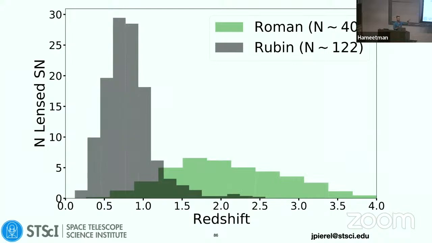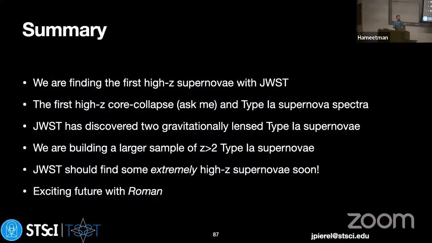So again, very excited about Roman for lensed supernovae. That's the summary, which is that we're basically finding the first high-z supernovae with James Webb, and in the next year or two, this should really ramp up to statistical samples, but we're getting our first peek. We have observed many core collapse supernovae. This is not exactly what I do, but you can ask me about it, and I have some slides that I can pull up as well.